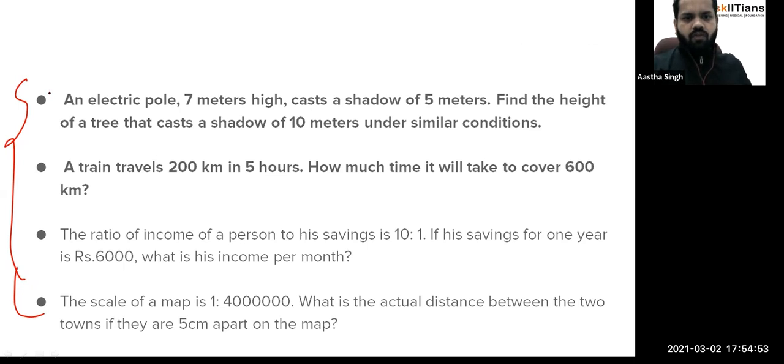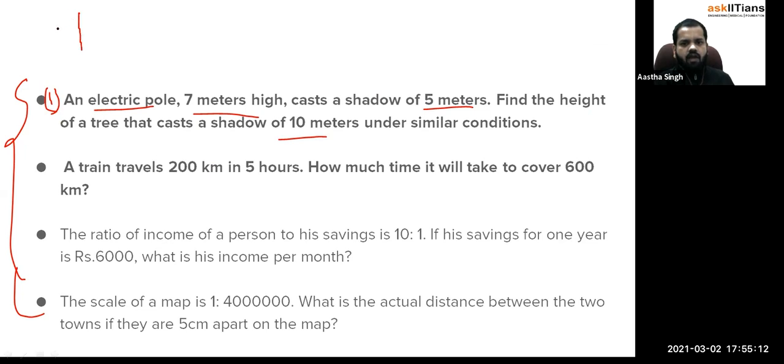So, question number one: an electric pole 7 meter high casts a shadow of 5 meter. Find the height of a tree that casts a shadow of 10 meter under similar condition. The question is basically saying that an electric pole was there having 7 meter height.